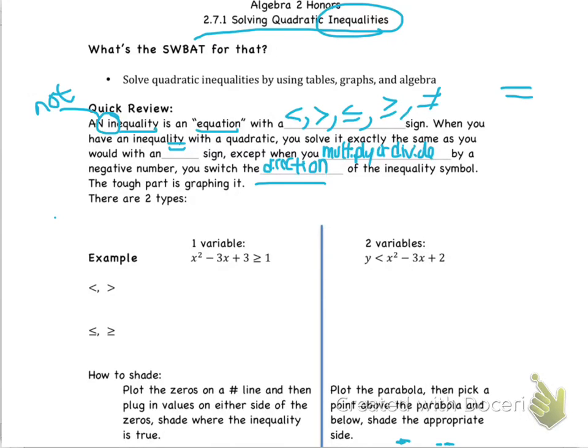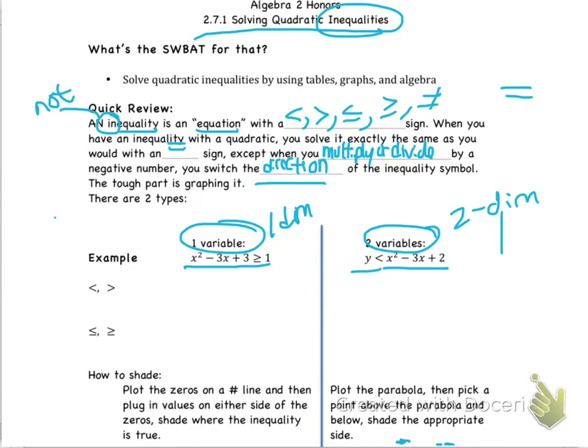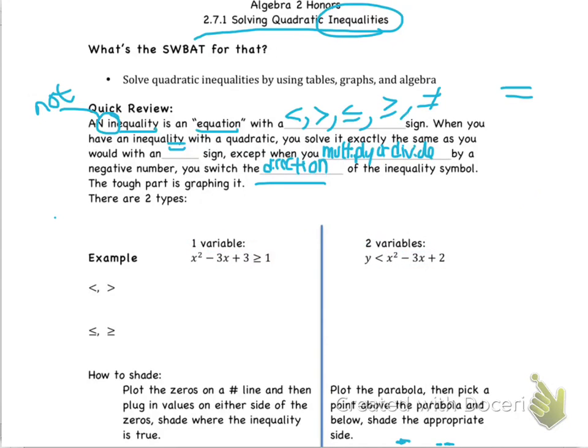Okay. So you're going to have two different types of inequality problems. One is going to have one variable, so only x's, for example, this guy. And then the other one would be with two variables, so an x and a y. This one is in one dimension, or a line, and two variables is in two dimensions, which is going to be your x and y axis. So let's take a look at the one variable.